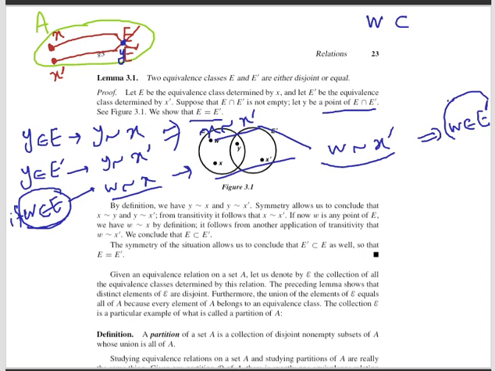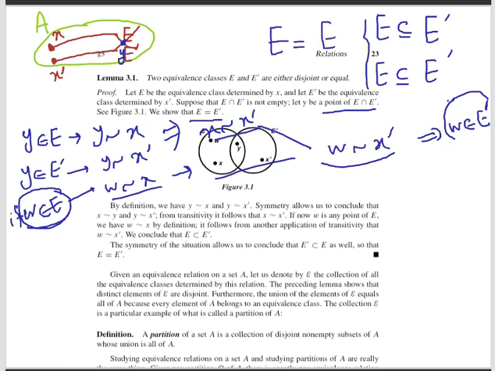Then we can say that E is a subset of E prime. By the same method, I can say that E prime is a subset of E. This implies that E is equal to E prime. E and E prime are equal.